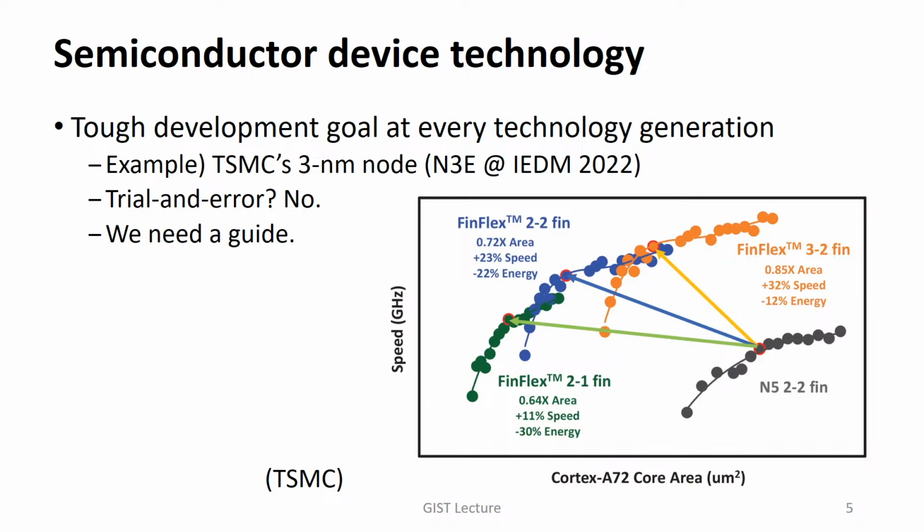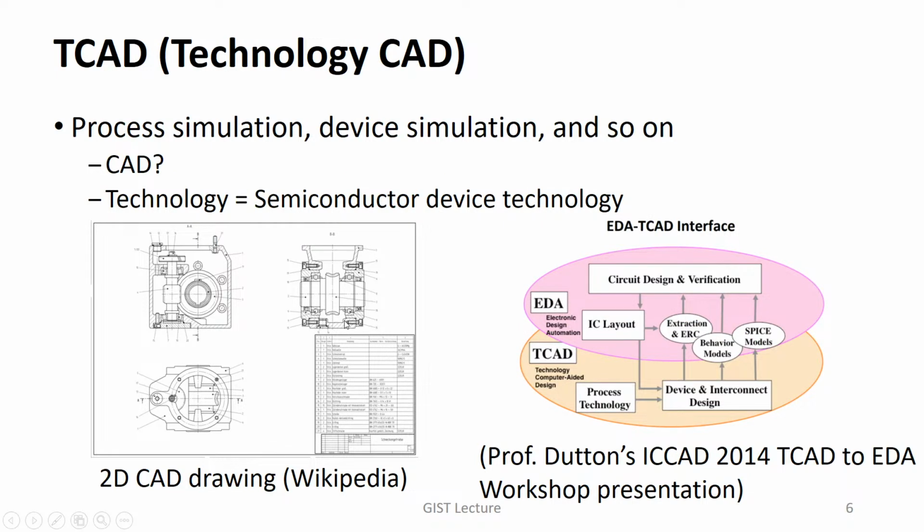And a more important thing is TSMC is not the only company to do that. There are two more companies trying to achieve this goal. So trial and error will cause serious loss in the company's faith. We have to minimize the trial and error, and we need a guide to secure the success of technology development. So TCAD is used to guide technology development.